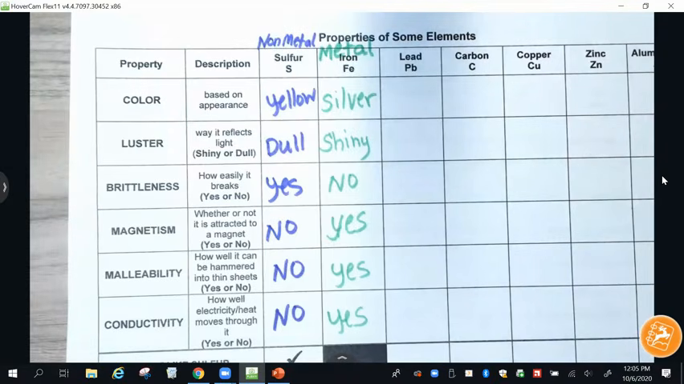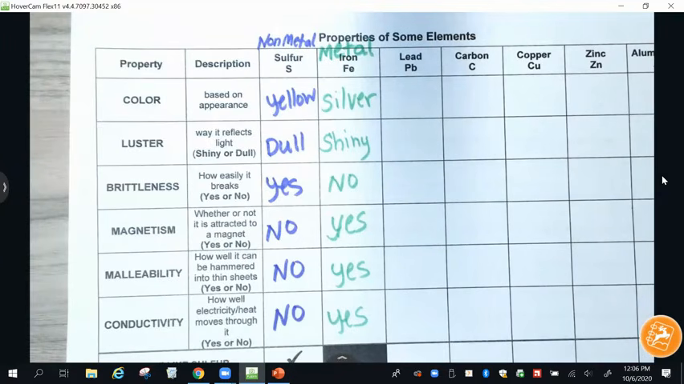Can it really be hammered into thin sheets if it's hard, and if you hammer it, it won't do anything to it? No, it can still be made into thin sheets, because think of the video we saw yesterday. They had aluminum. Aluminum's hard, but they put enough pressure on it that it did flatten out and get really thin. It took a long time, but it worked.